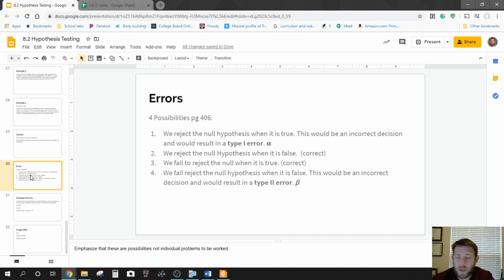The other one, which is number 4 on our bullet points here, is we fail to reject the null hypothesis when it's false. This is the lesser of the two errors. This would be incorrect, and we call it type 2 error or beta. We will not calculate these at all. Alpha will be given to us. Beta would be given to us. These are things you would do in a future course.